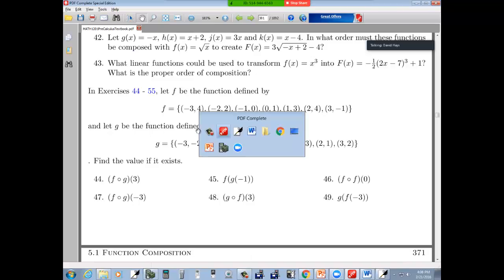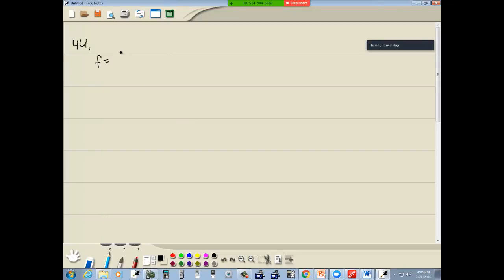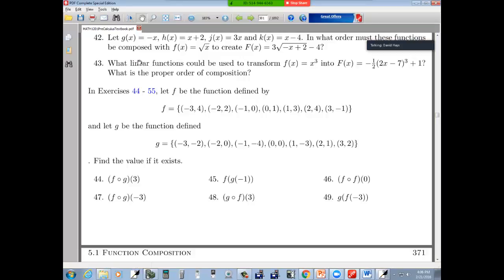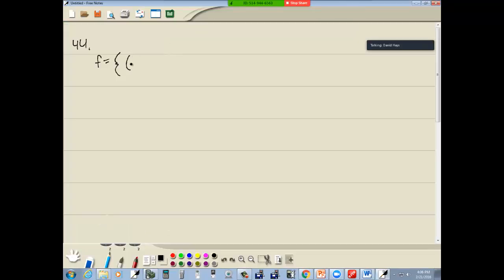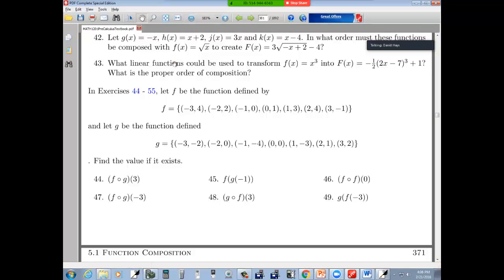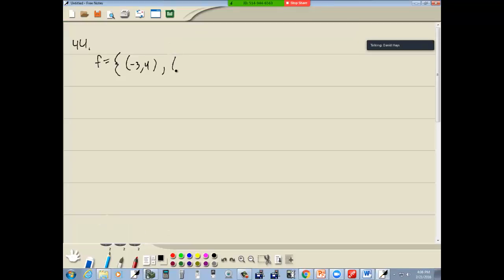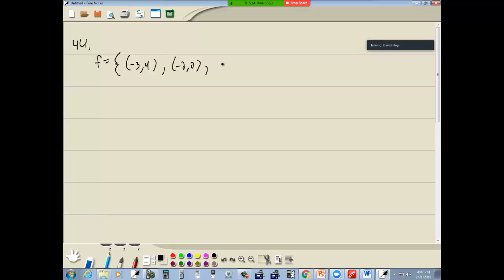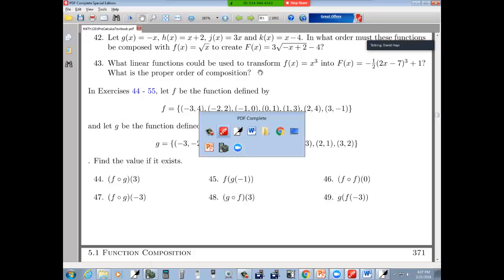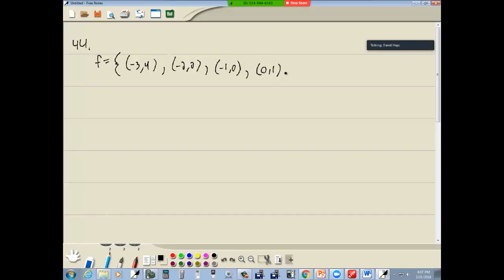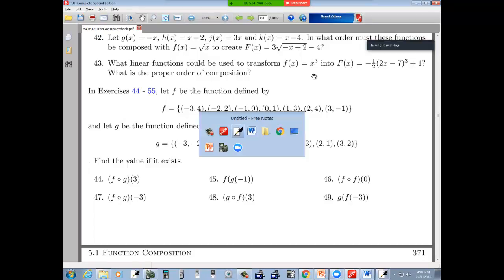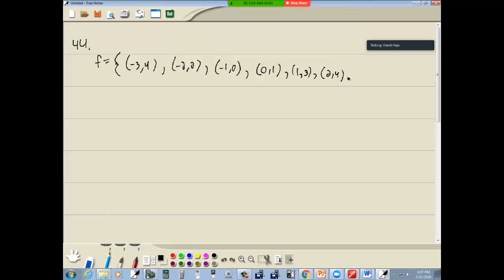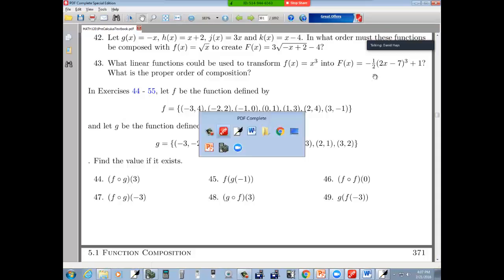Okay, so we got f is equal to (-3, 4), (-2, 2), (-1, 0), (0, 1), (1, 3), (2, 4), and (3, -1).